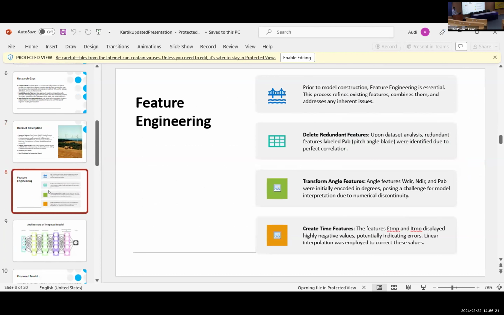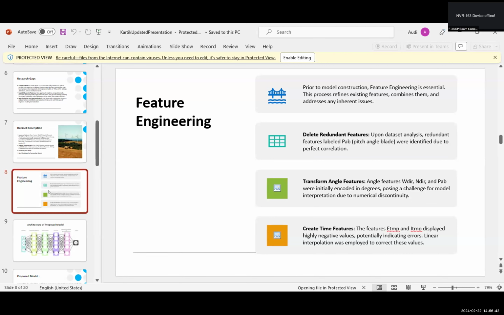So coming to the data preprocessing and feature engineering, this process refines existing features, combines and addresses any inherent issues. First, we have deleted the redundant features. That involved identifying 4 features that had perfect correlation, so we only kept one of them.